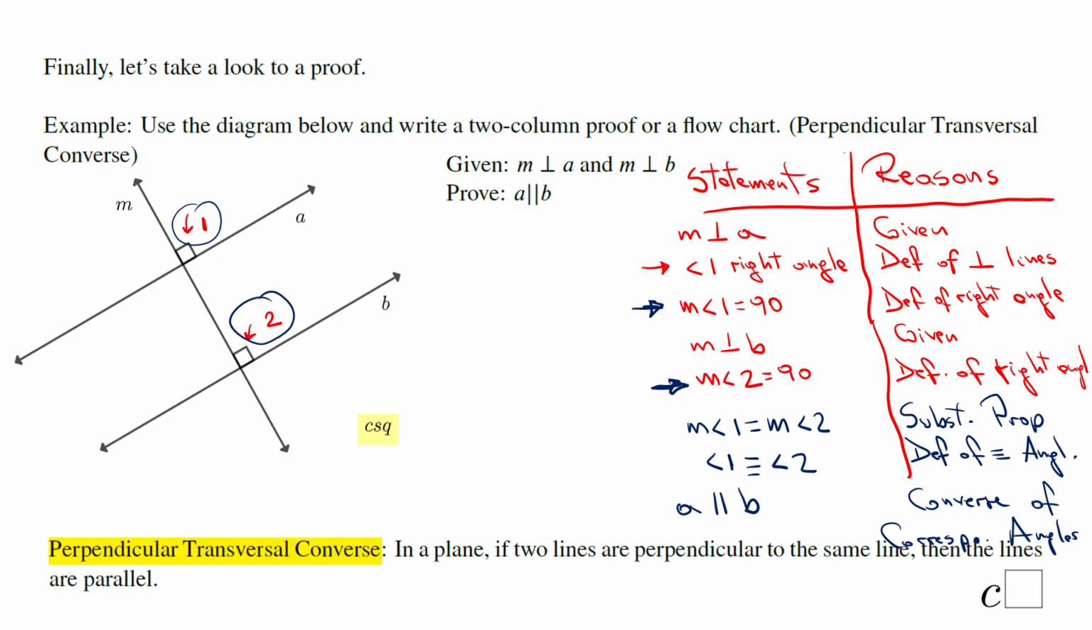You see here the theorem in a plane. So that works only in a plane. If two lines are perpendicular to the same line, then the lines are parallel. So from now on, you can just use this theorem because you proved it. You don't have to prove it one more time.